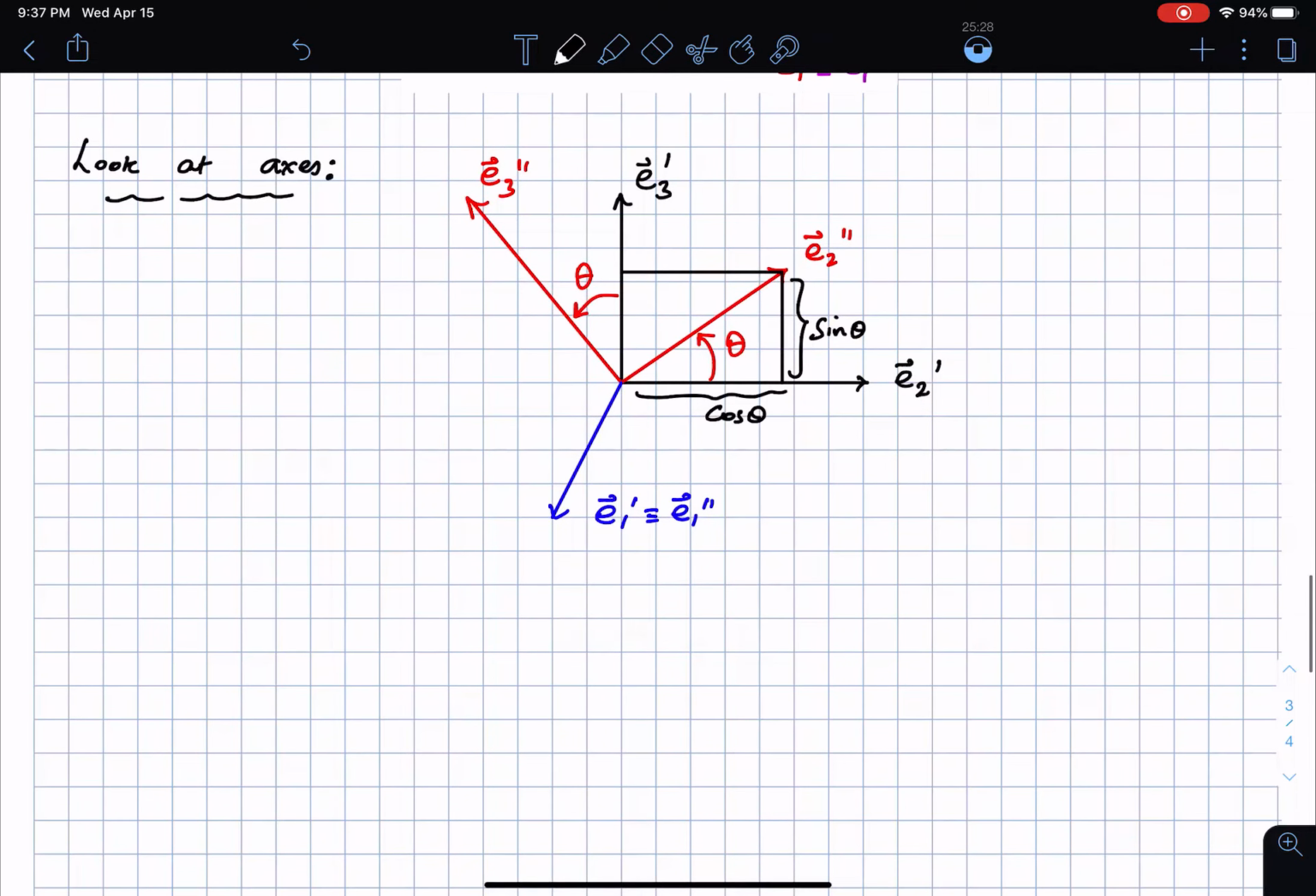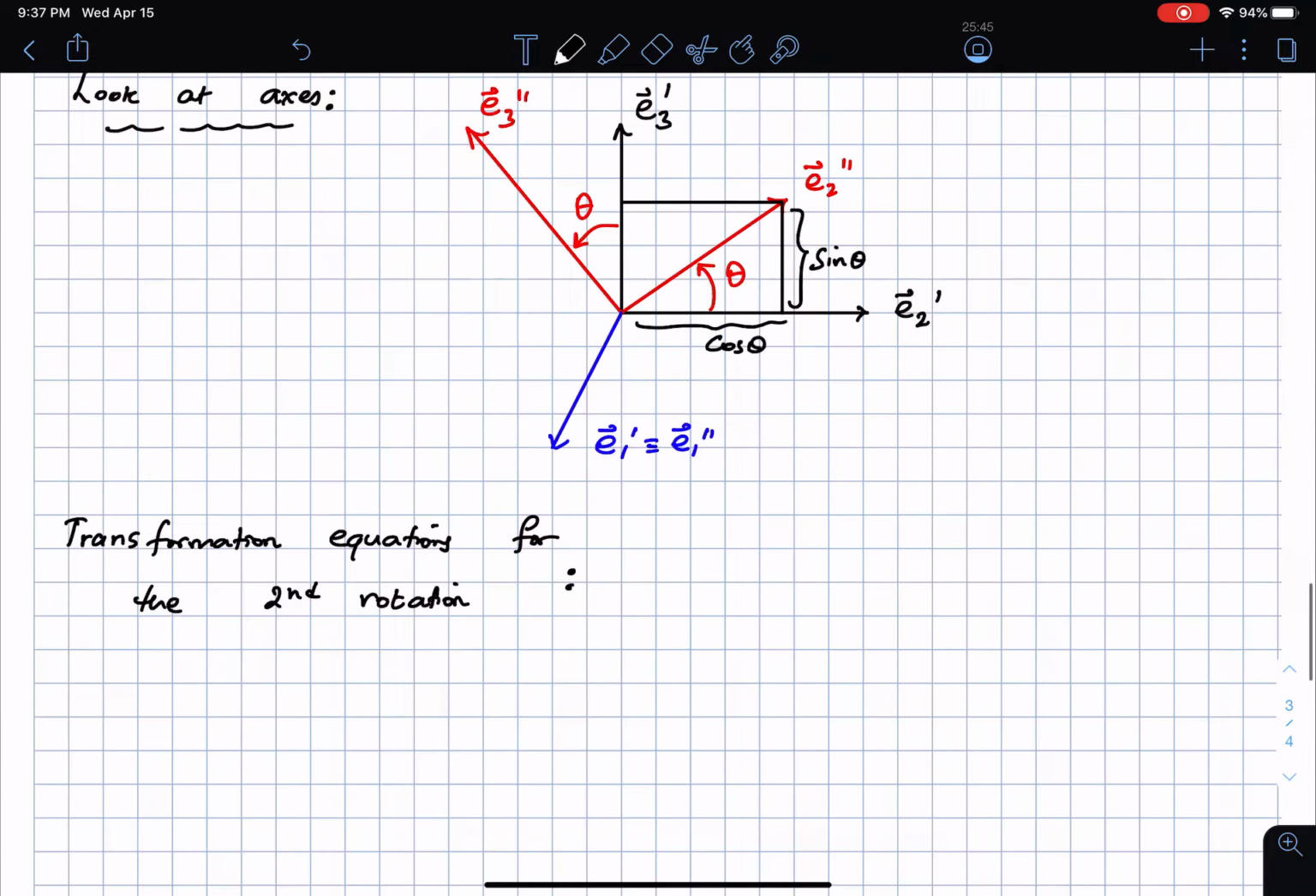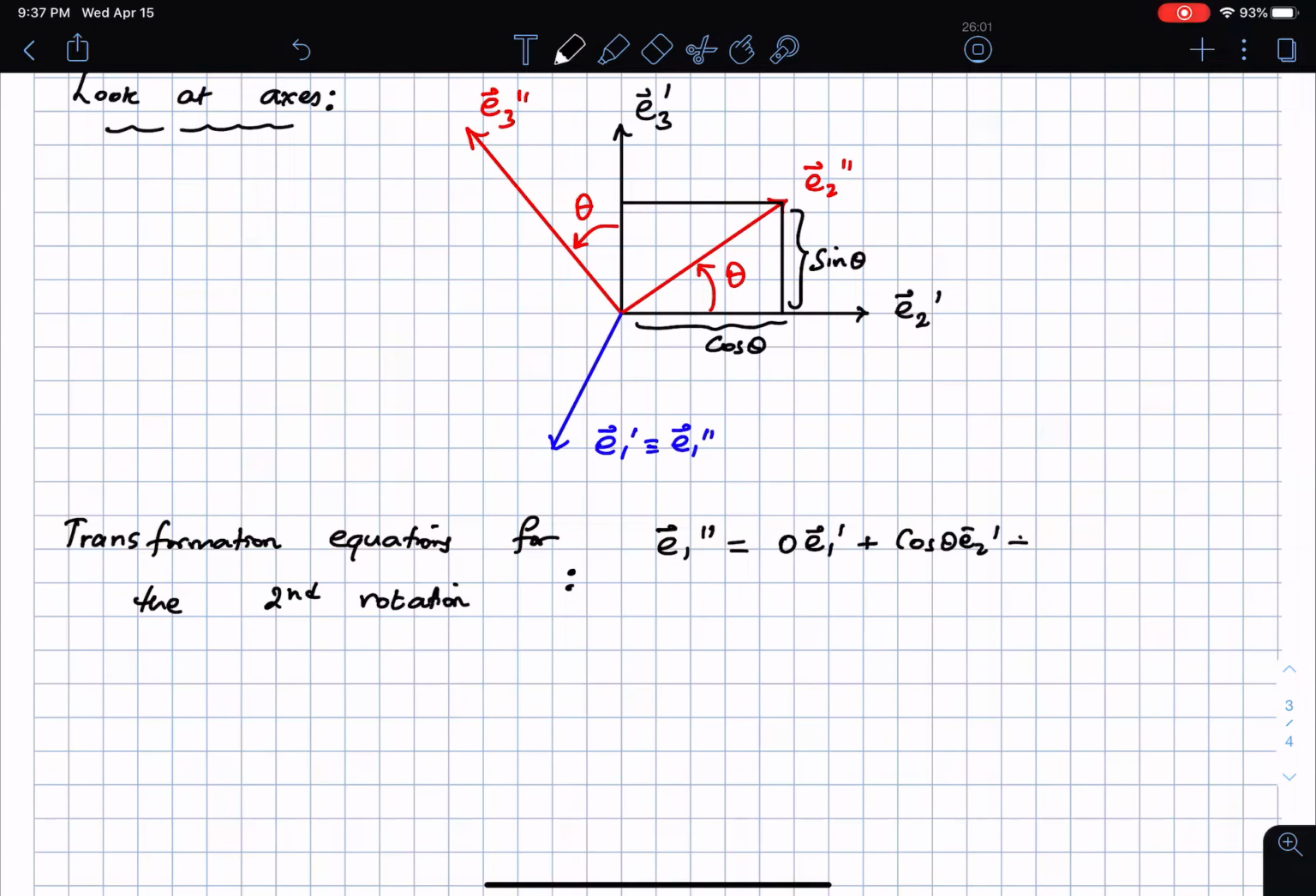So if I write the transformation equations for the second rotation, I get the following. I have E1 double prime is equal to, if I write it in terms of E1 prime, that's going to be 0 E1 prime, and then cosine theta E2 prime, and then sine theta E3 prime. I just want to write this E3 properly.